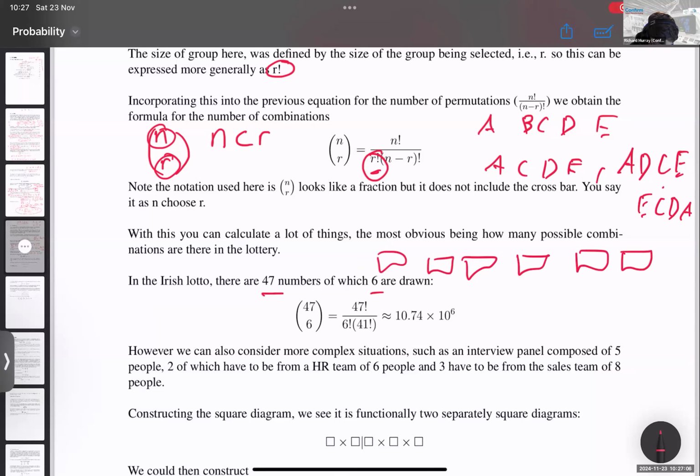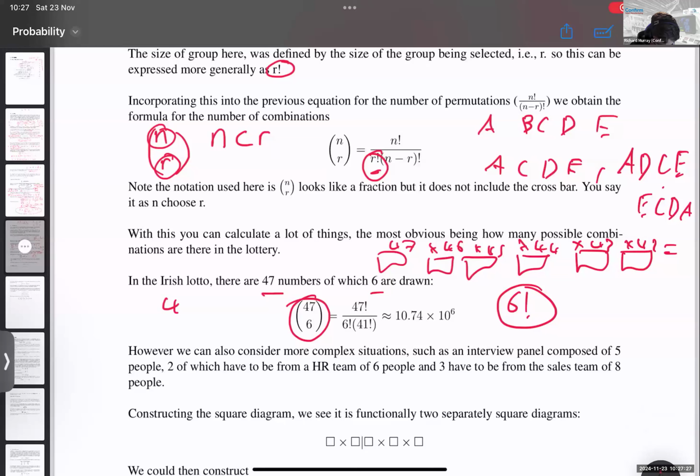We would multiply through, so we'd have 47 times 46 times 45 times 44 times 43 times 42 is equal to whatever it's equal to, and then we'd have to divide it by 6 factorial to account for duplication, so double counting. However, we can just put this 47 choose 6 directly into our calculators. If you're using a Casio calculator like I am, all you need to do is press Shift, divide by, and that gets you your choose function. So you do 47 choose 6.